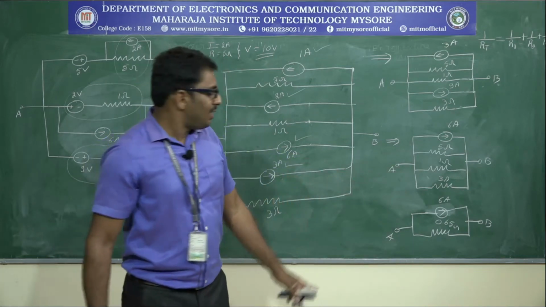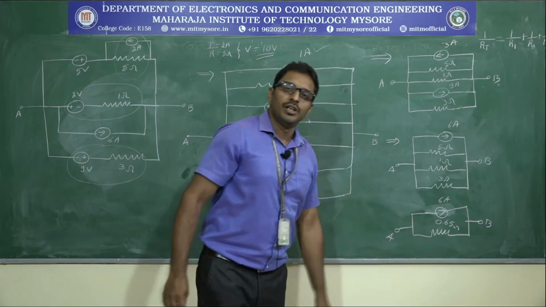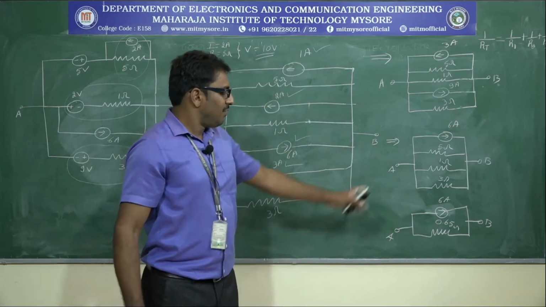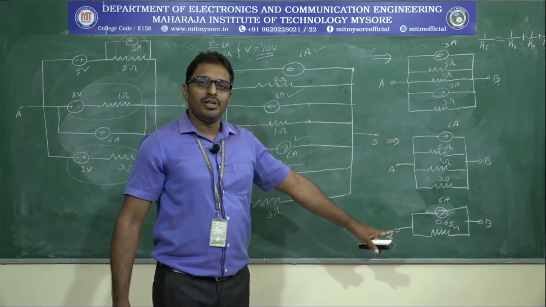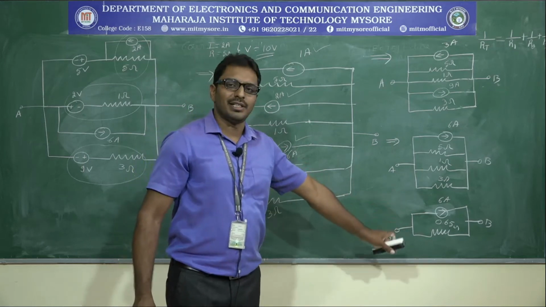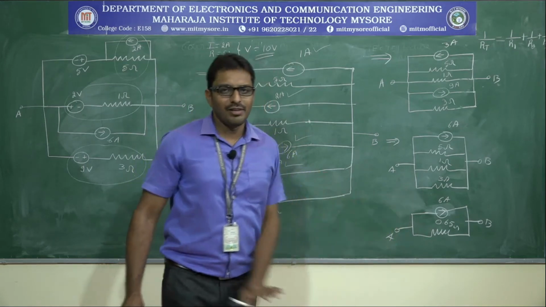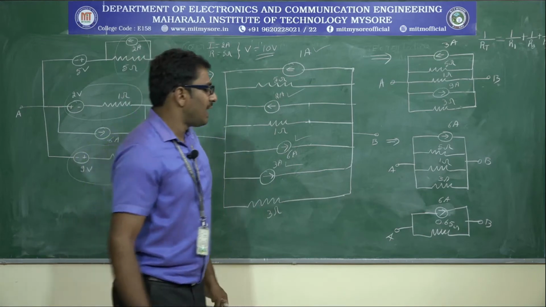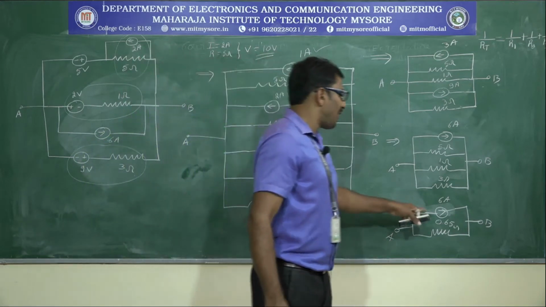I is given 6 ampere, R is also known 0.65. Yes, we can replace it by a single voltage source in series with a single resistance. Anyhow, the resistance value is the same, 0.65. How to find out the voltage source value?